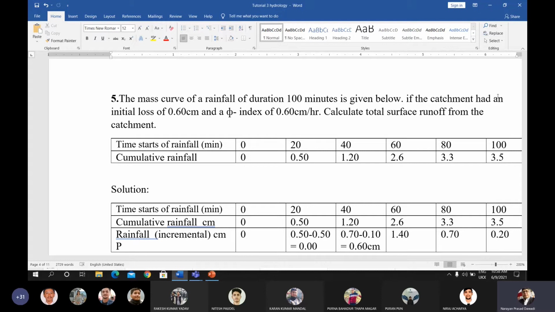Now look at the question. The data is given. Time starts from 0 to 20 minutes, 20 to 40 minutes, 40 to 60 minutes, 60 to 80, and 80 to 100 minutes. A 20 minute interval is considered here. Now from 0 to 20 minutes, the total depth of rainfall is 0.50 centimeter. This is given in centimeter.